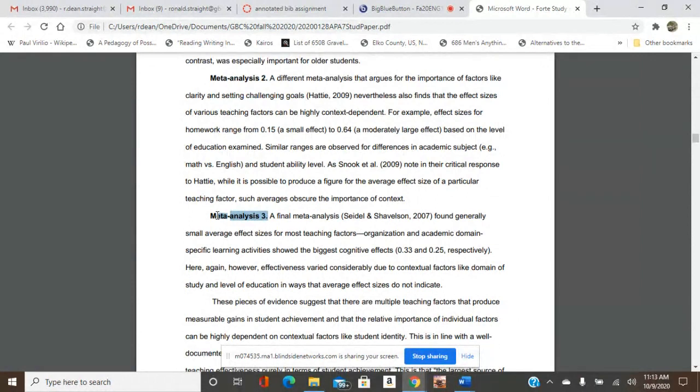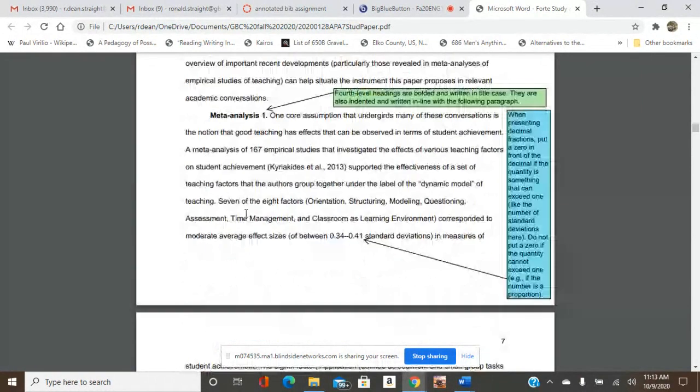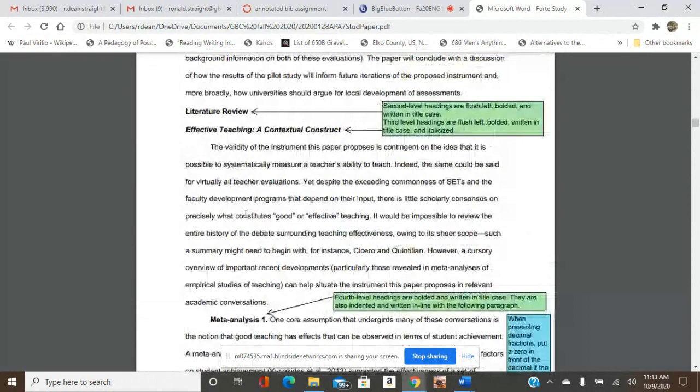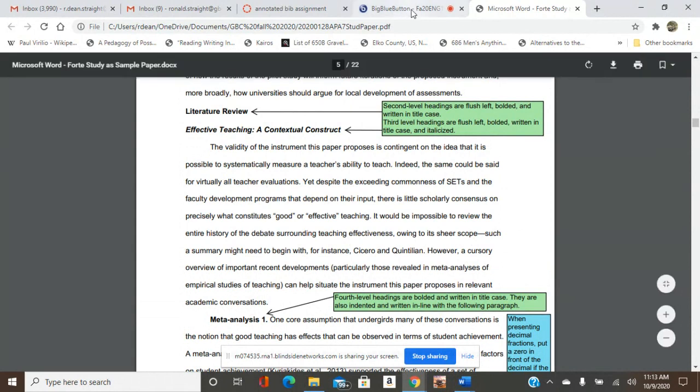So this allows you in APA to structure a roadmap for your reader that's very, very specific. If I'm going to talk about this article, then this is how I'm breaking that article down. These are the themes I'm going to discuss for each paragraph. Does that make sense for everybody?